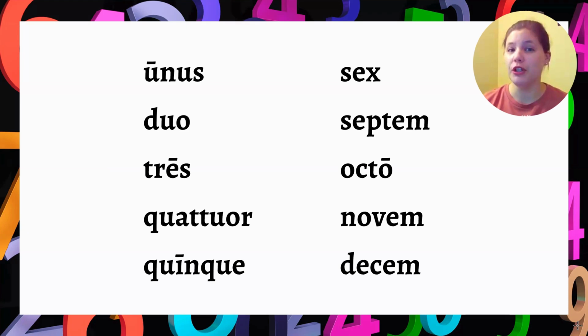So we have unus, duo, tres, quatuor, quinque, sex, septem, octo, novem, decem. One more time. That's unus, duo, tres, quatuor, quinque, sex, septem, octo, novem, decem.